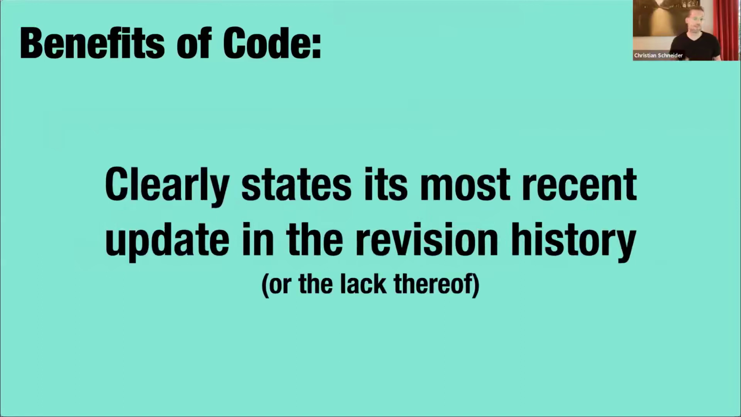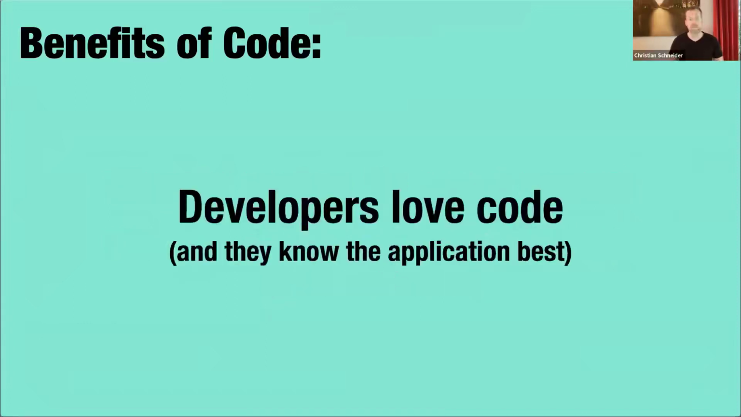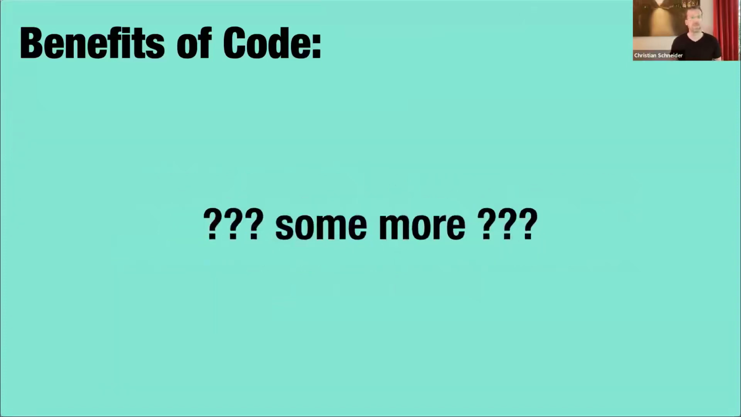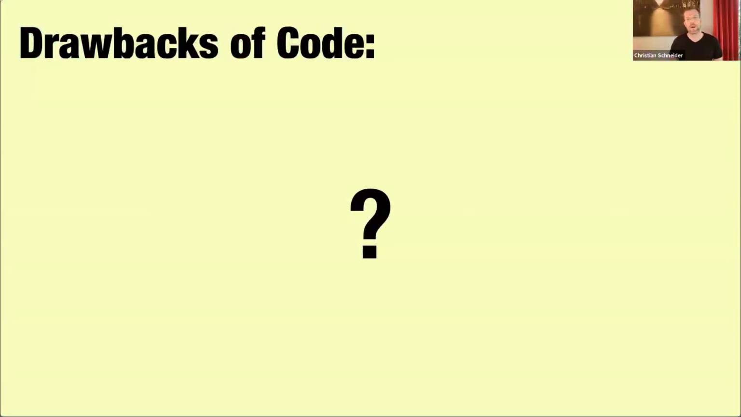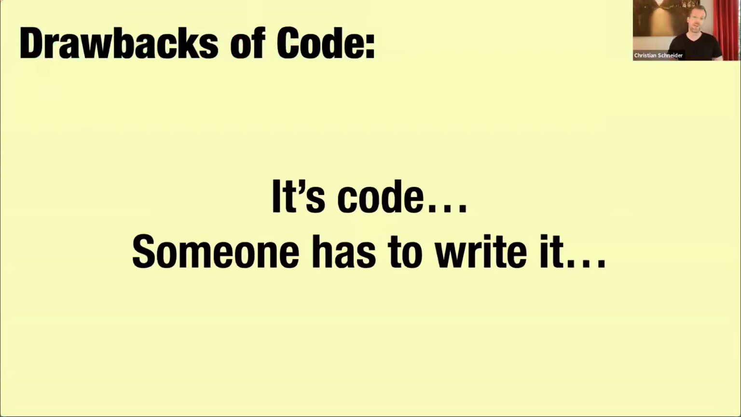And also it clearly states the most recent update in the revision history. If the project received lots of merge requests and grew over time, but the threat model did not, that basically is a sign that something is eventually left over there. And developers hopefully love code and they know the application best, usually they should. There might be some more benefits, but what about the drawbacks of code? Having a threat model as code.